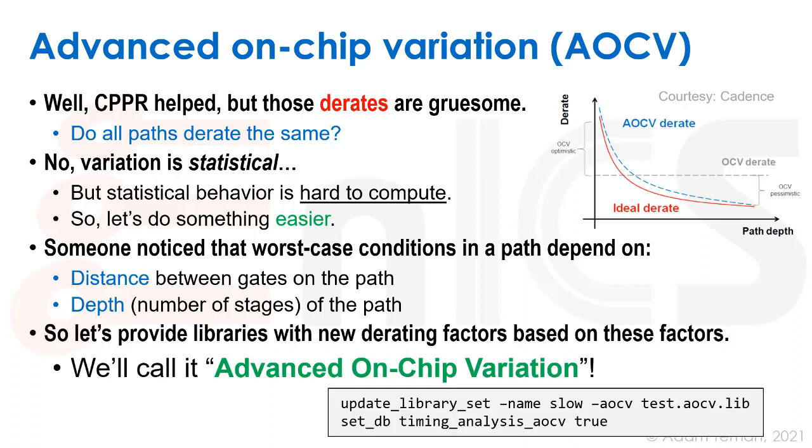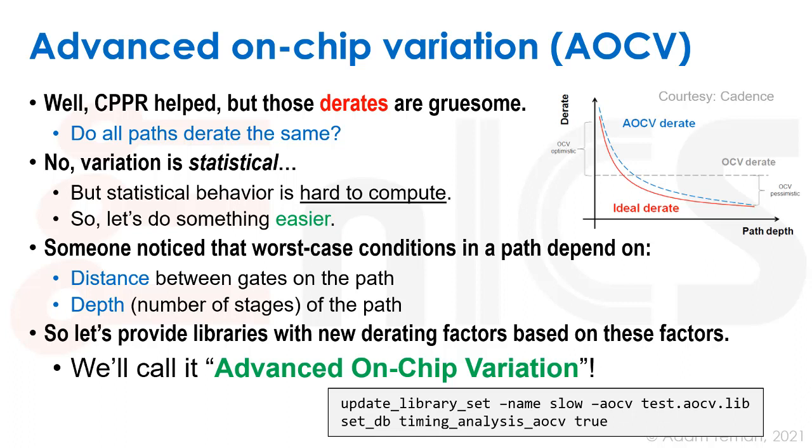So AOCV, or Advanced On-Chip Variation, are libraries that were developed that take into account these two things. The distance between the gates on the path: you actually put a bounding box around all the gates in the path, and then there's a derating factor that depends on the size of this bounding box. And each of the library cells actually has a lookup table that tells you how much to derate by how deep the path is. Now, this is very complex and you have to look into it. You have to provide new libraries, but this was very commonly done up until around 28 nanometers or so.